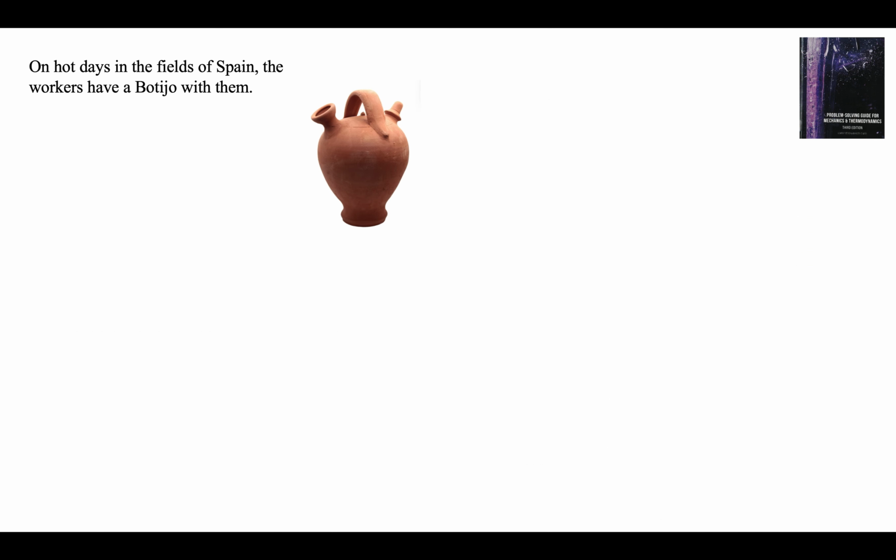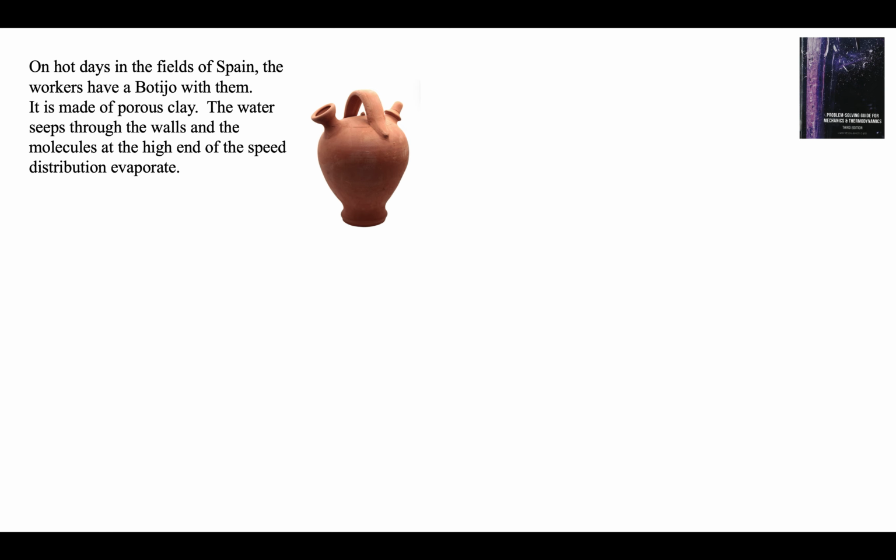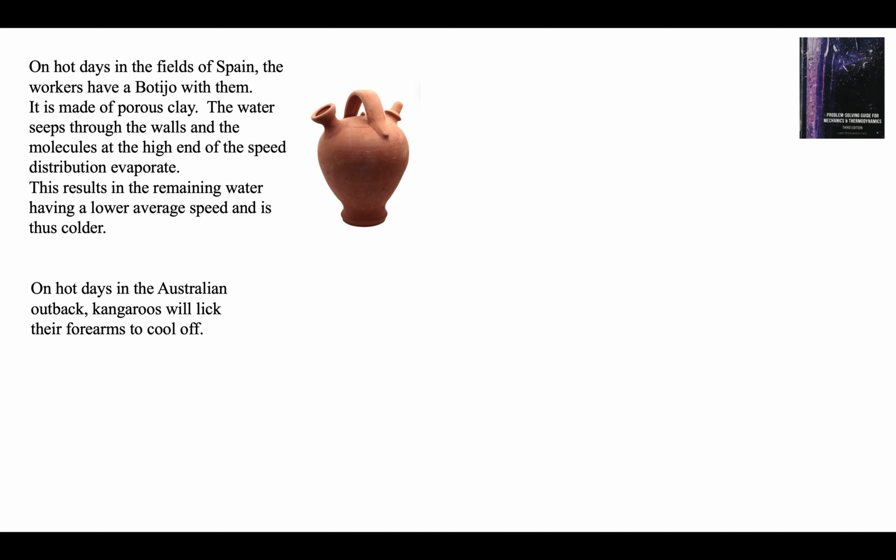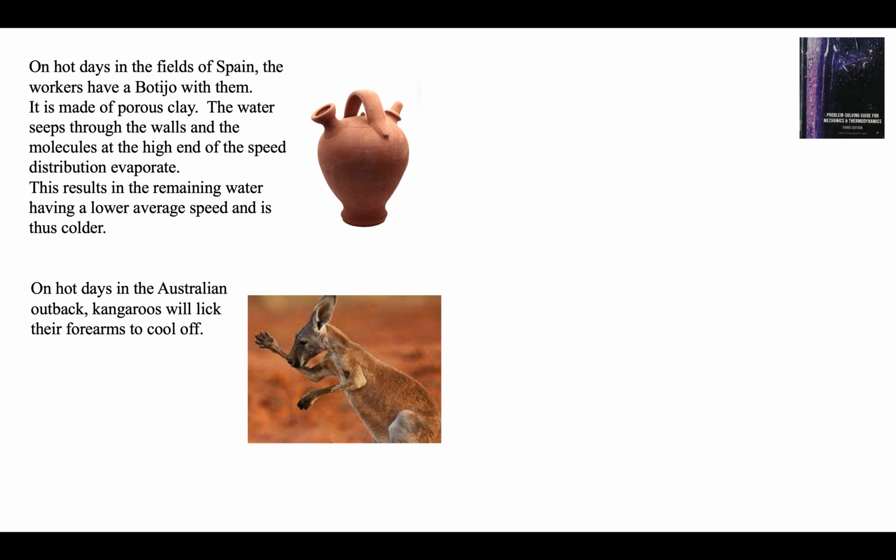In the hot fields of Spain, workers have a botijo with them. It's porous clay, so the water seeps through the walls, and the hot molecules leave, leaving the cool ones. Natural air conditioning. In the Australian outback, when it's really hot, the kangaroos lick their forearms to cool off. They have a lot of blood vessels near the skin on the forearm, so when the spit evaporates, they cool off.